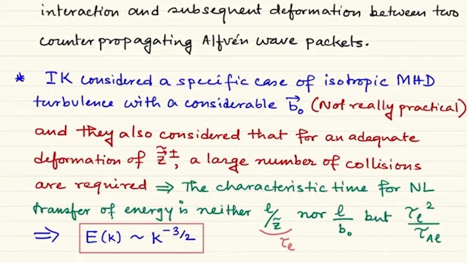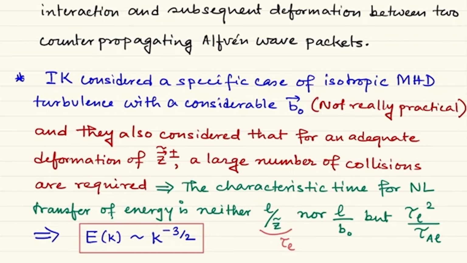So they said that, okay, our system has a considerable mean magnetic field, but the turbulence is isotropic. Okay, which is not really practical, as you know that a strong mean magnetic field always makes the system axisymmetric. That means the system's properties along the mean magnetic field and in the plane perpendicular to the mean magnetic field are quite different in general.